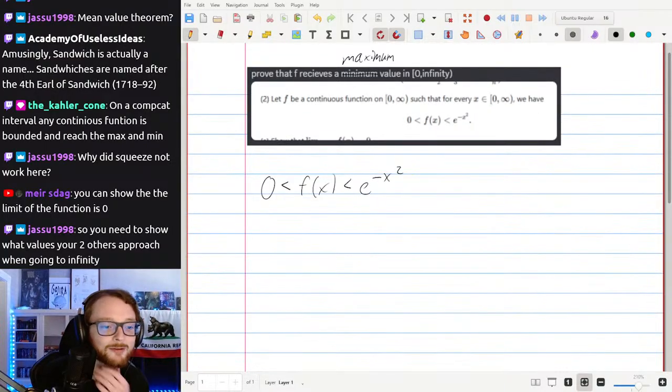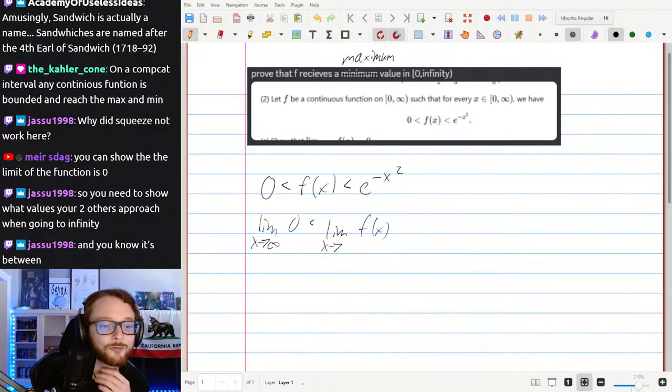Oh my, okay. I see it. Thank you, Mayor. I was thinking the limit as x goes to 0. I was really stuck on that.